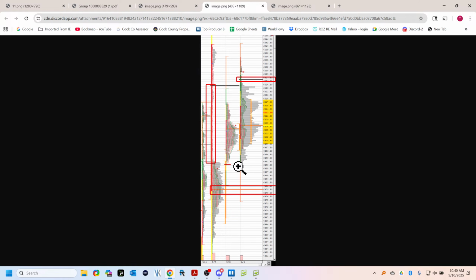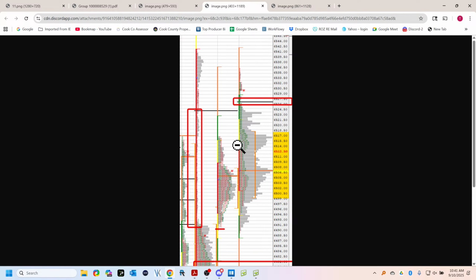But this was the flush of the weak longs. And the fact we couldn't extend sets up a return. And then where are the stops from the shorts that are in this day and the early sellers in here? They're above here, right there, there, and there. And then this would be the target, and then whatever it does, it does.